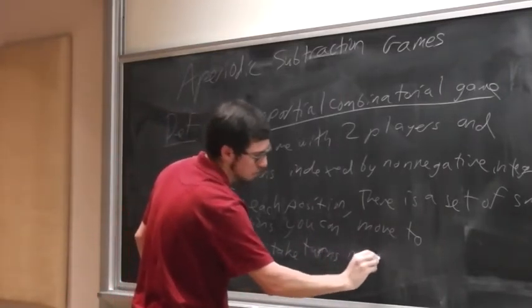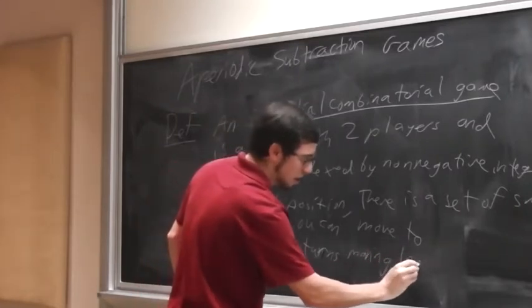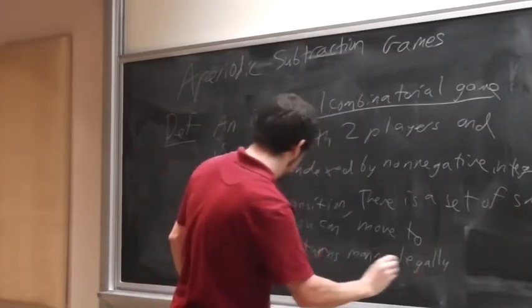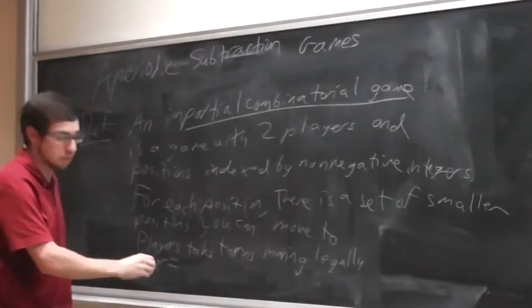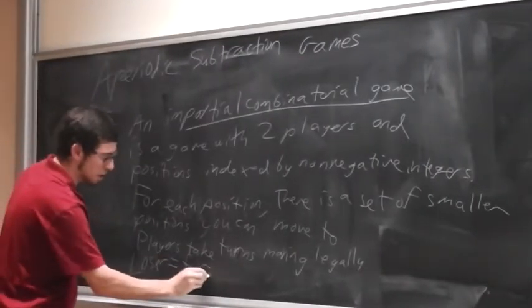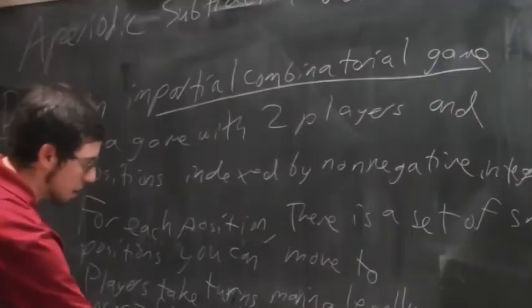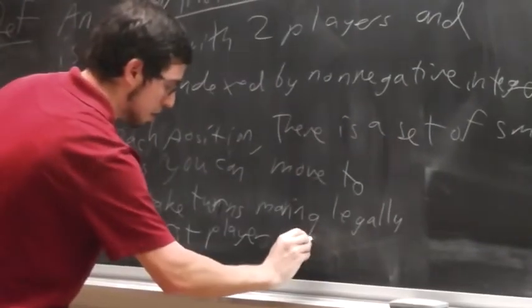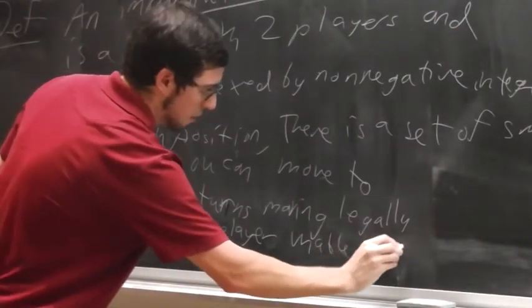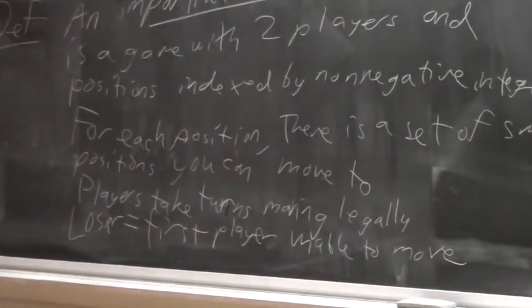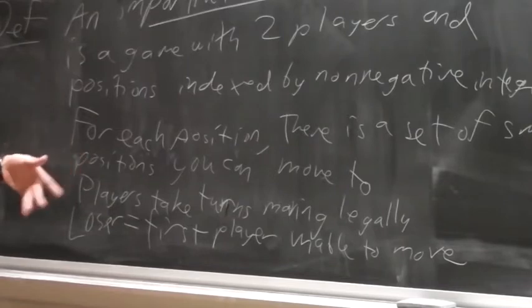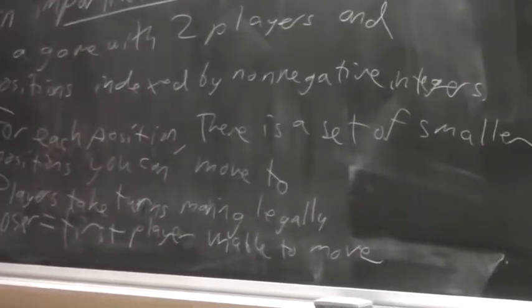The players take turns moving legally, and then the loser is the first player unable to move. In particular, such a game must last a finite amount of time because every time you move, you decrease the index of the current position.